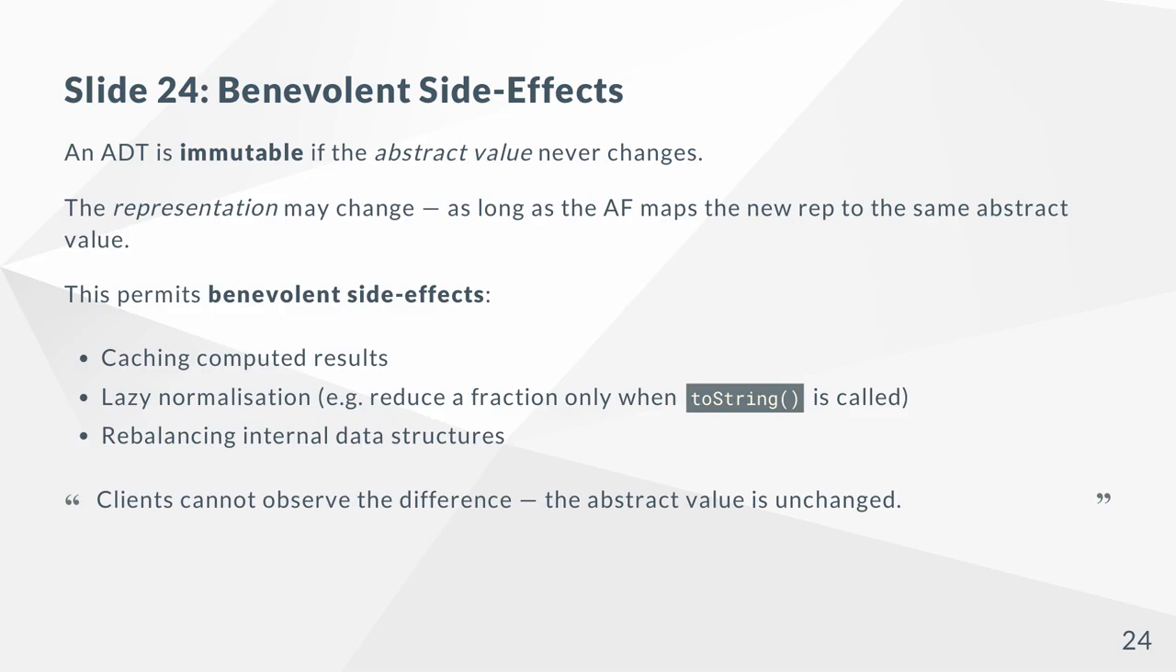An ADT is immutable if the abstract value never changes. But the representation may change, as long as the AF maps the new rep to the same abstract value. This is a benevolent side effect, a rep mutation that clients cannot observe. Examples include caching a computed result, lazy normalization, or rebalancing an internal data structure. The abstract value is unchanged. The client cannot tell the difference.